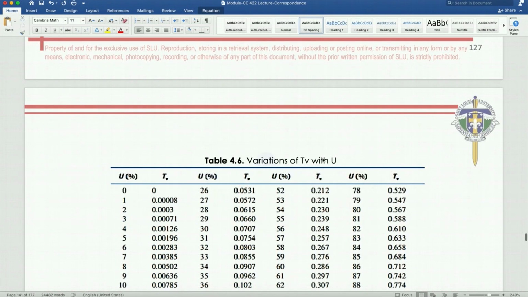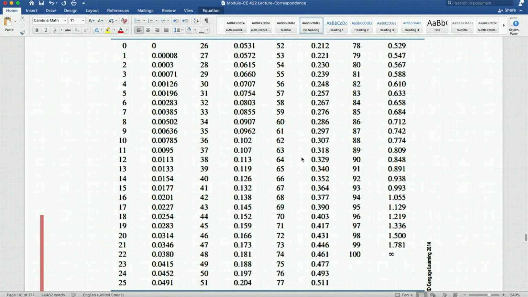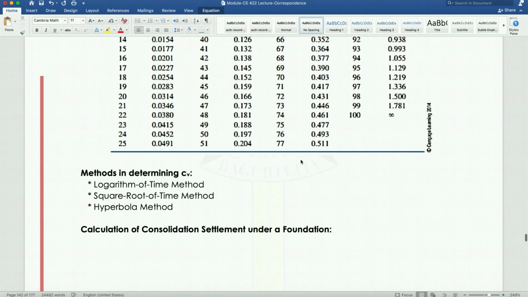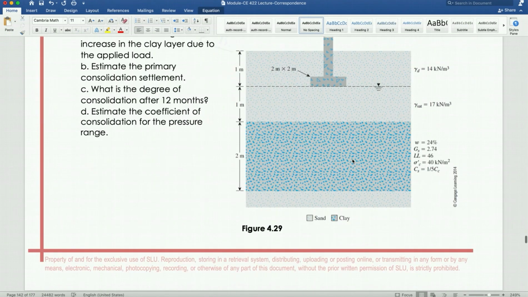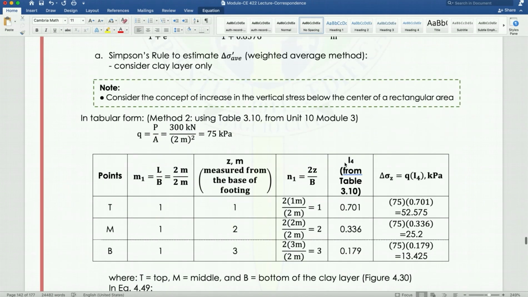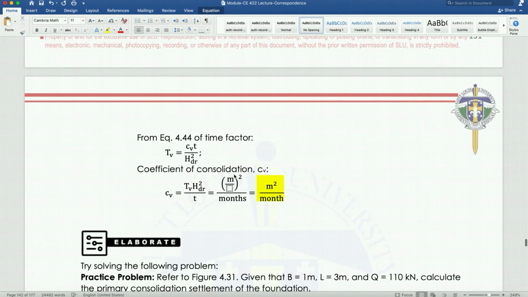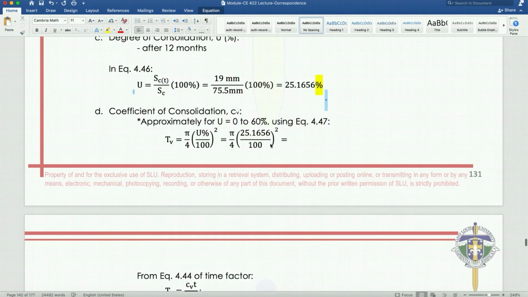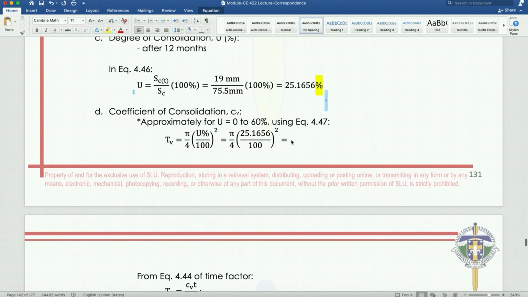So T_v is equivalent to pi over 4 times U over 100% quantity squared. So we have pi over 4 times U, which is 25.1656 over 100, quantity squared. Therefore, this is equivalent to 0.0497.